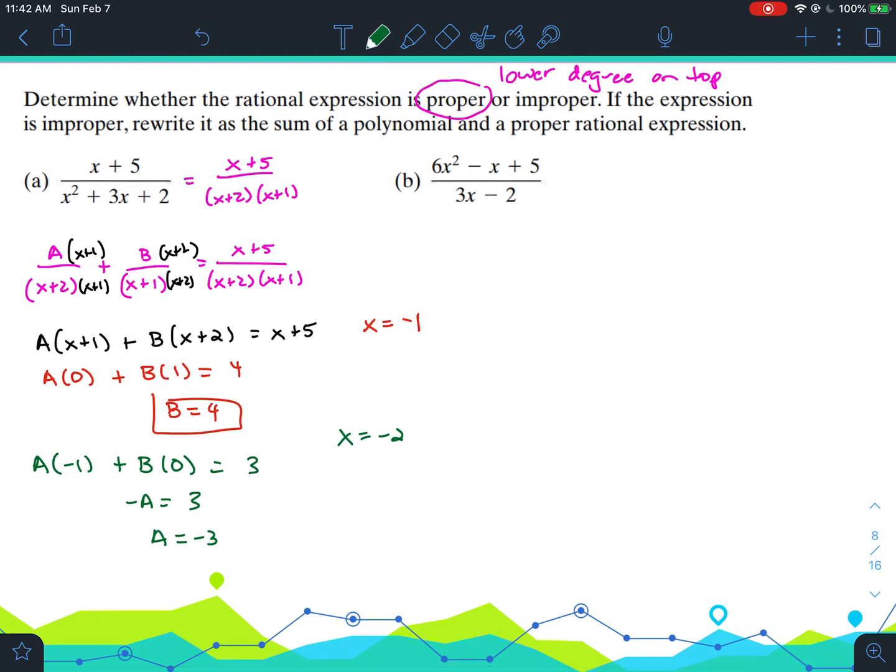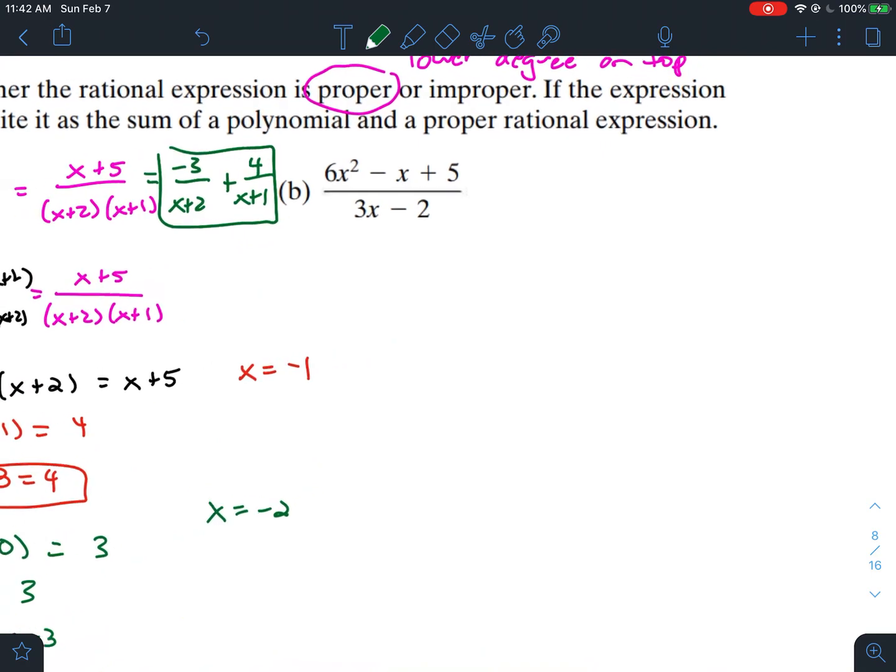So the decomposition of this is going to be negative 3 over x plus 2 plus, b was 4, so 4 over x plus 1. And that would be the decomposition of that original rational expression.